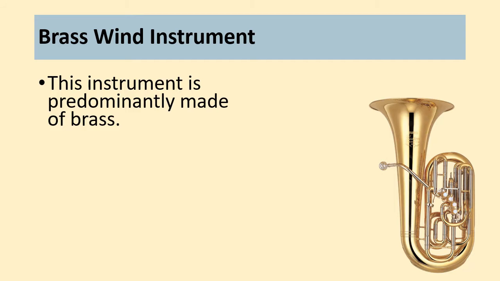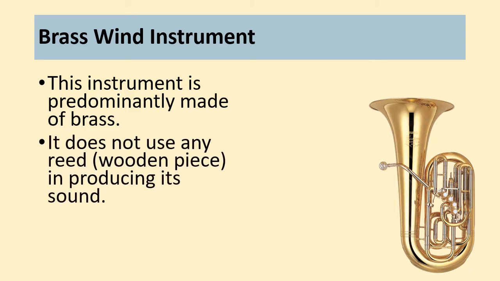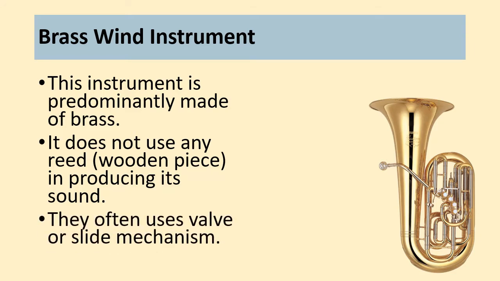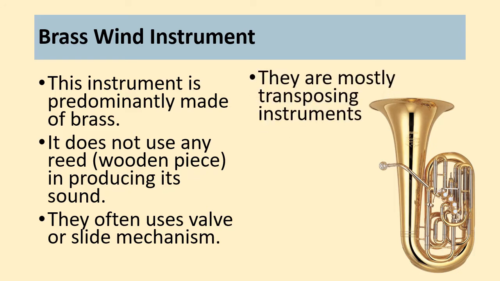Another thing we notice about the brass wind instruments is that they don't use the reed, which is the wooden piece at the mouthpiece of the instrument. They don't use any reed there, and most often they make use of the valve mechanism. Some of them, like the trombone, make use of the slide mechanism, and most of them are transposing instruments. So these are the special features of the brass wind instruments.